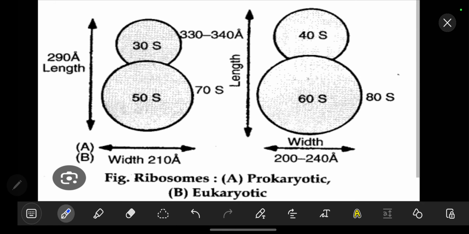The other difference is that we know the ribosomes are important in protein synthesis, or rather the making of proteins. So the 80S, due to their size, are able to create more proteins as compared to the 70S. The 70S is found in prokaryotes. They are also found in semi-autonomous organelles such as the mitochondria and the chloroplast.